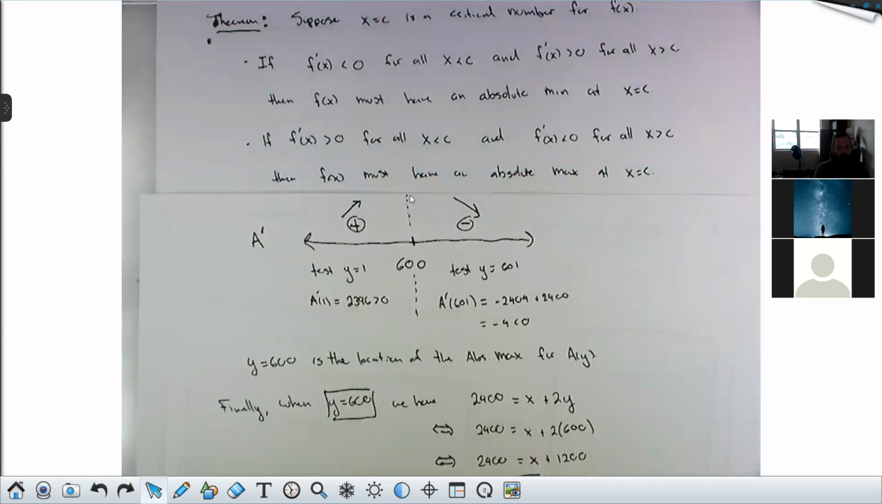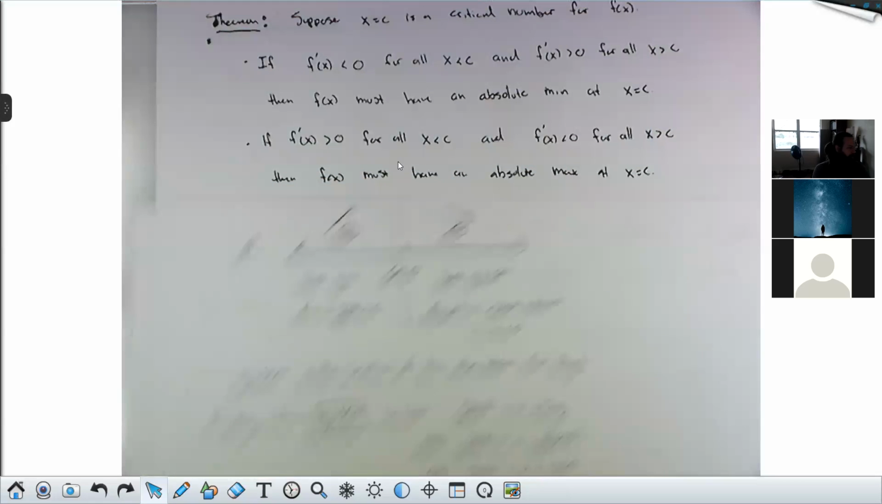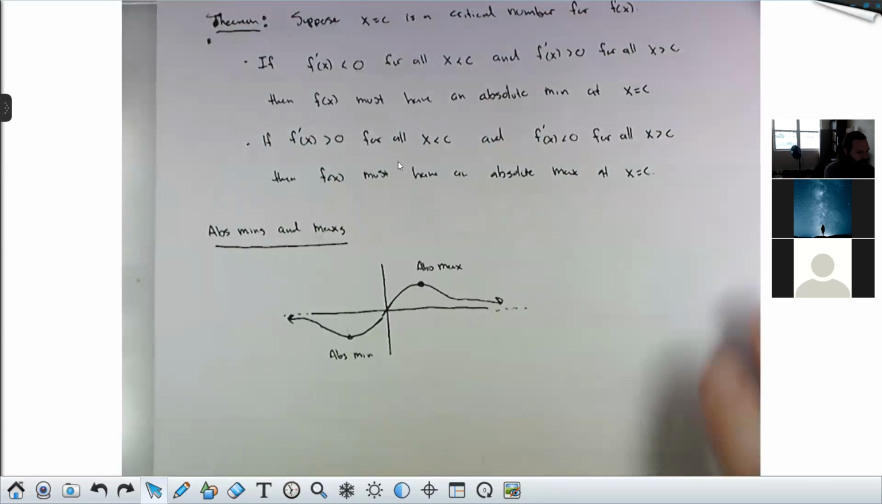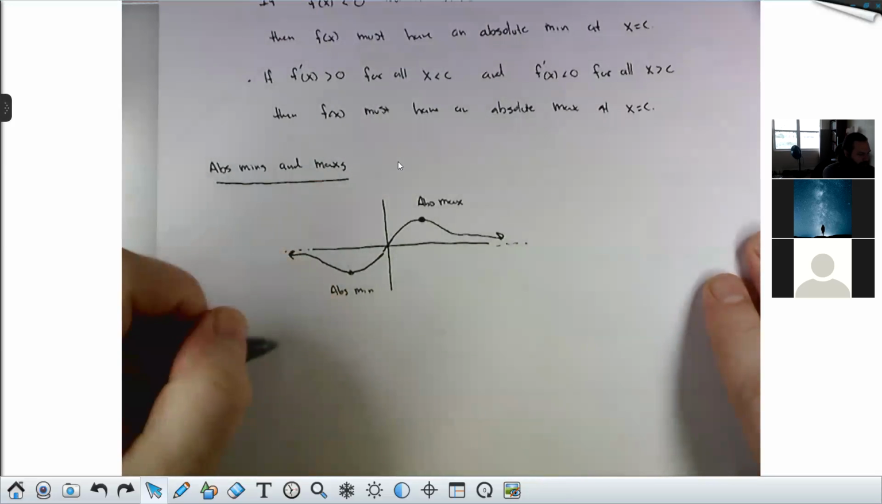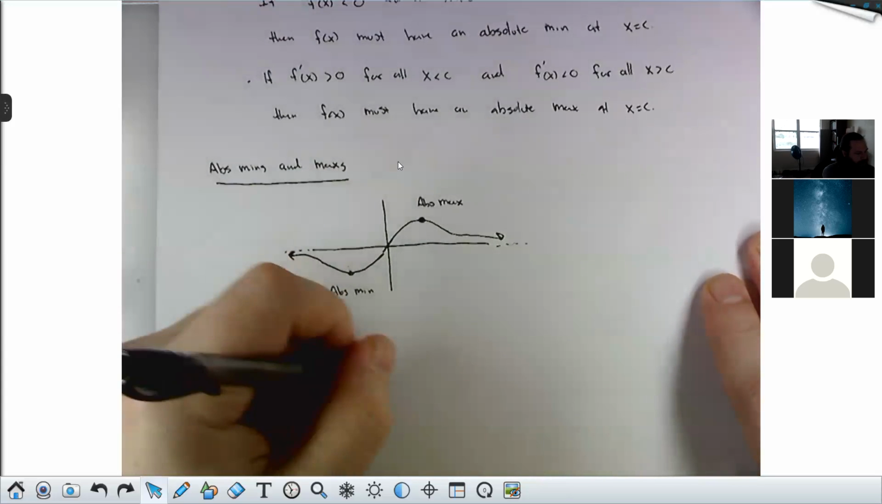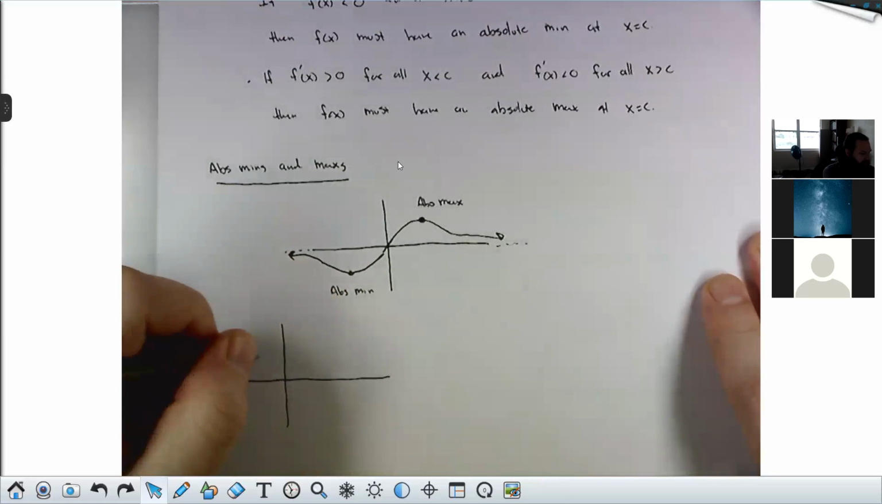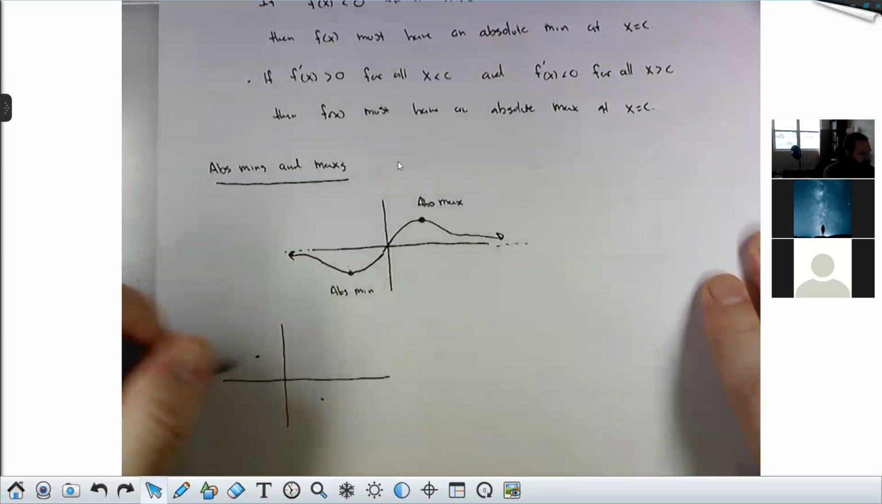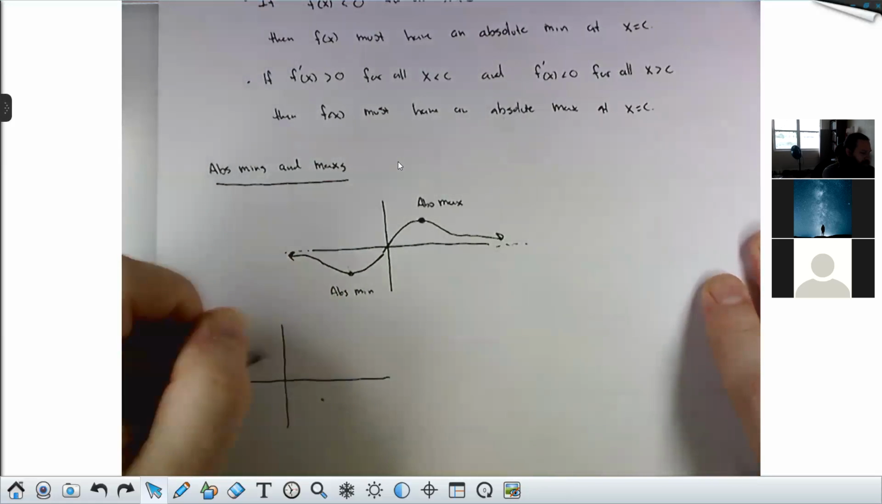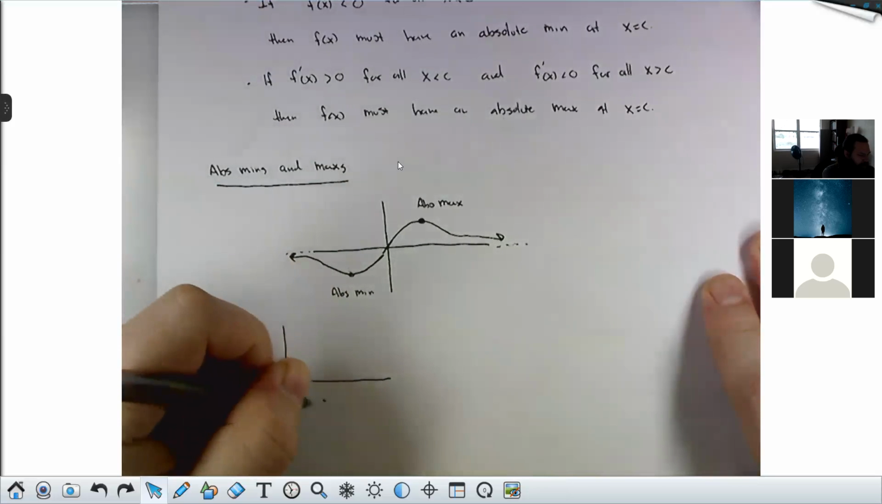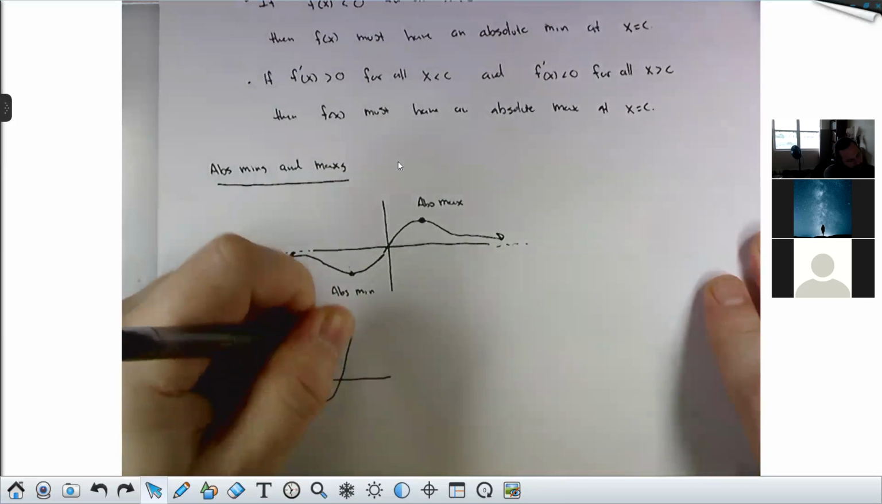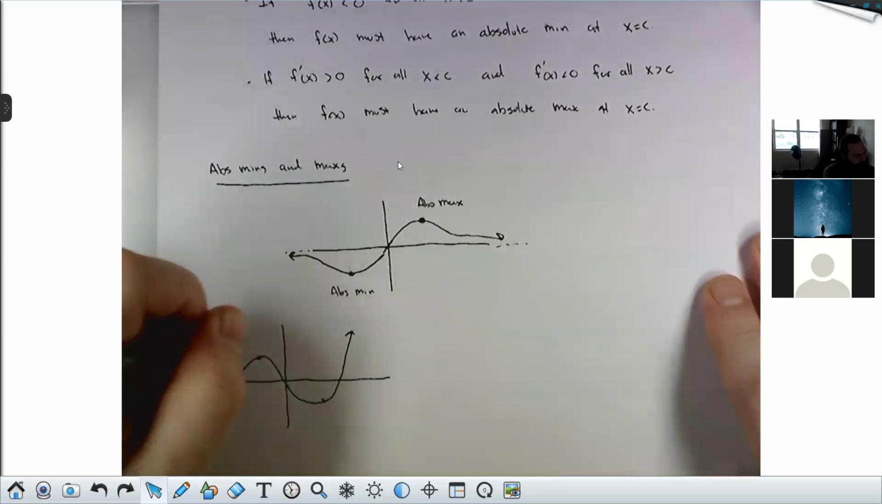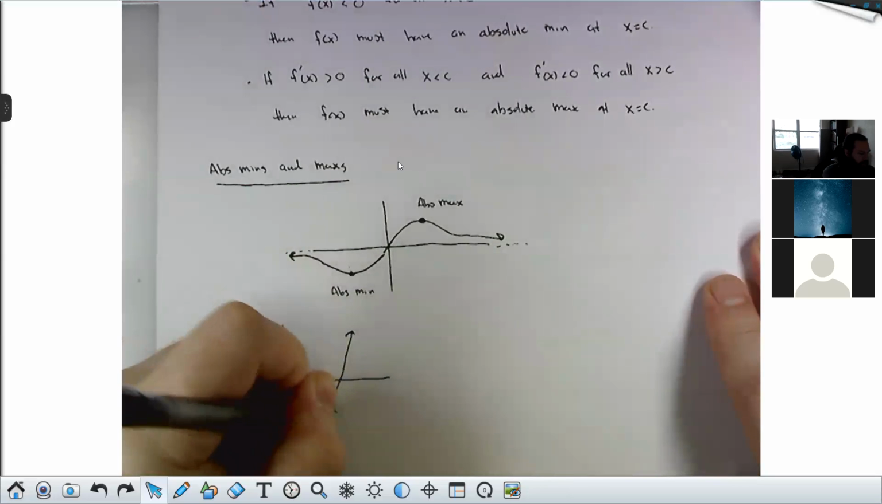If the picture was more complicated than this, like you had 2 local maxes, then you would want to make sure of a few things. It's certainly possible to have no absolute min and no absolute max. If you have a function like this. Here we have a local max. And here we have a local min.